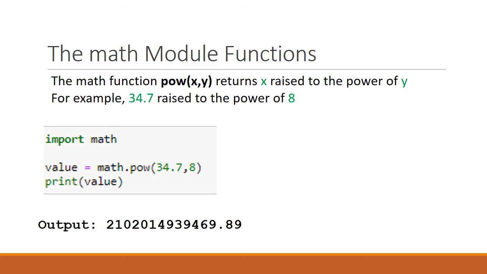Let's consider the power function. This function, pow, has 2 parameters, x and y. When this function is called, it returns x raised to the power of y. For example, if we call the power function with the arguments 34.7 raised to the power of 8, you can see the output.